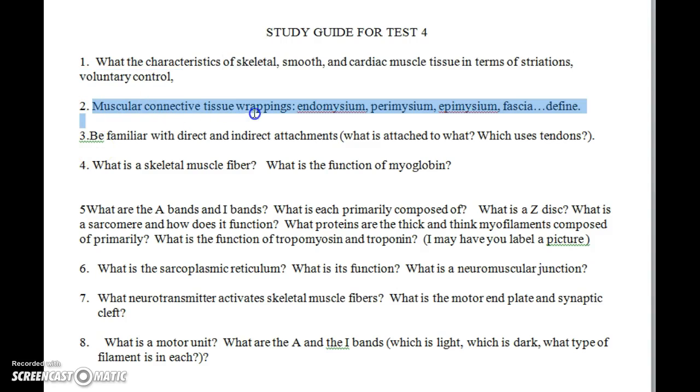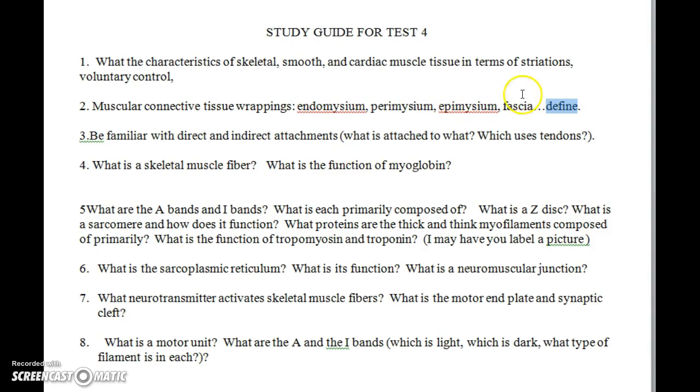This is muscle connective tissue wrappings. Here we've got endomysium, perimysium, epimysium. This is on the 2nd or 3rd page of this muscle chapter notes. These will be defined right there. I'll put 2 or maybe all 3 of the terms, and you'll have to tell me what they wrap.